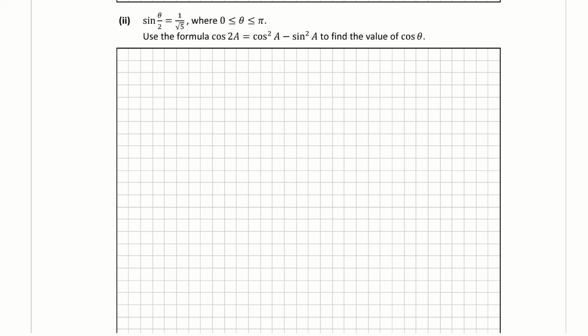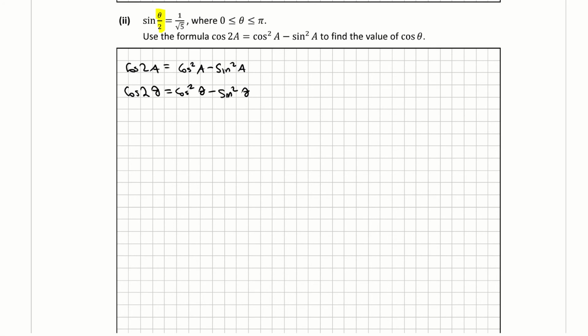So like we said, we must use cos 2A is equal to cos squared A minus sine squared A. Now the question is talking in terms of theta, so I'm just going to change my A to a theta. So I'm looking at cos 2 theta equals cos squared theta minus sine squared theta. That's the first thing I'm going to do. The next thing is that our angle here is actually theta over 2, not theta. So let's have a look at how we can change our cos 2 theta.